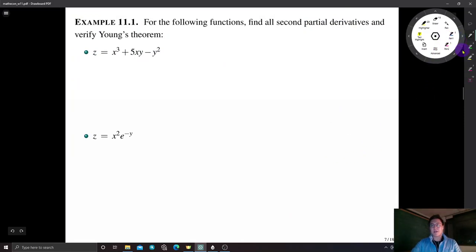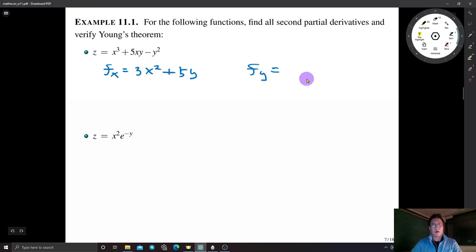So let me show you some examples. Here we have a function z depending on x and y, and we have two first order partial derivatives, f sub x and f sub y. So f sub x is going to be 3x squared plus 5y. Here x is the variable, so 5y is a constant. So that will be gone, and the derivative of x is equal to 1, so we have 5y. I guess you are now familiar with this partial derivative.